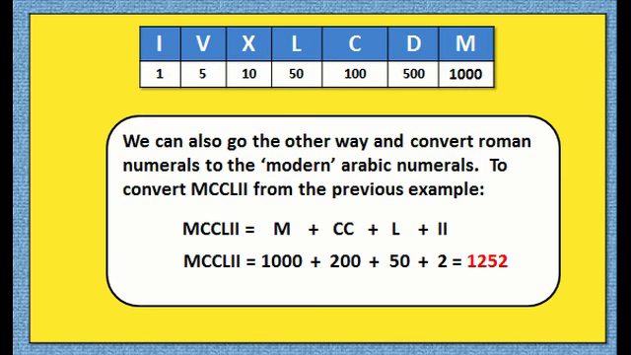We can also go the other way and convert Roman numerals to the modern Arabic numerals. To convert MCCLII from the previous example, separate the symbols, giving M plus CC plus L plus 2 I's. And now convert the M to 1000, convert the CC to 200, convert the L to 50, and convert the 2 I's to 2, and that'll give the original value of 1252.